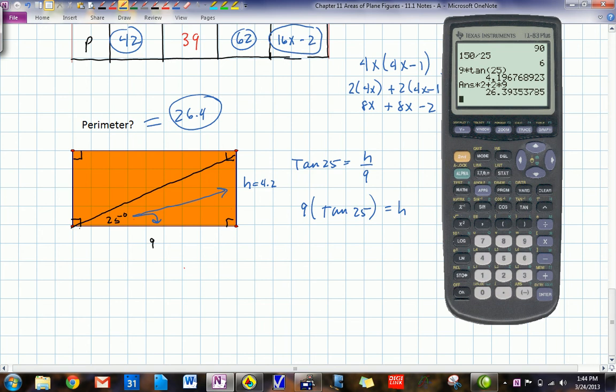Okay, that concludes the notes on this section, chapter 11, the first section.